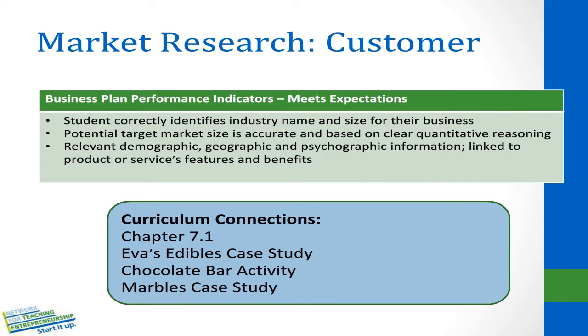So how do we assess market research, and what kinds of activities do we use to teach each component of market research? Well, for market research around the customer, the business plan performance indicators that meet expectations are around students correctly identifying the industry name and size, a potential market size that is accurate and based on clear quantitative reasoning, and relevant demographic, geographic, and psychographic information about their customers that's also linked to their product or services, features, and benefits. In the 11th edition, this is related to Chapter 7, Section 1.